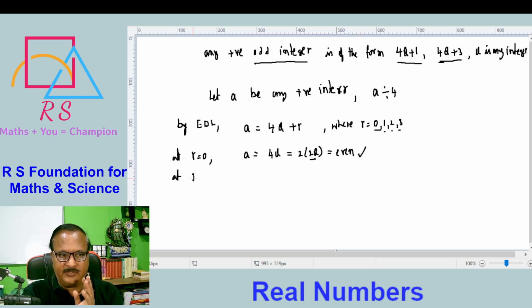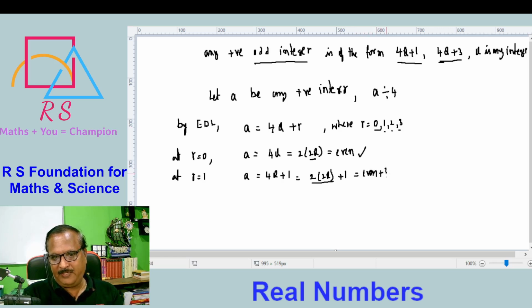Let us say at r is equal to 1. Then a is 4q plus 1. Let us try to write this in the general form of an even number. So 2 into 2q, this is even, plus 1. 4q is already even, so this entire thing becomes even plus 1. That means an even number, if you add 1, becomes an odd number. So at r is equal to 1, a is an odd number.